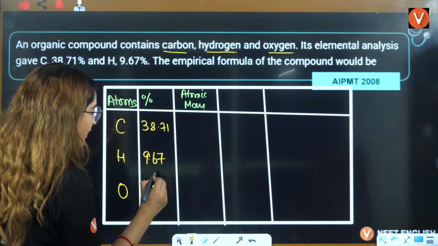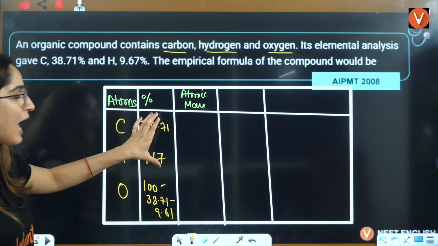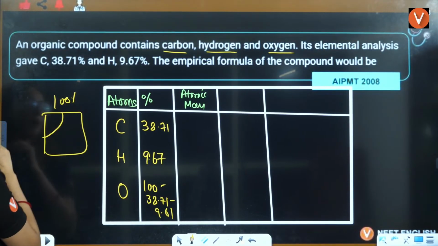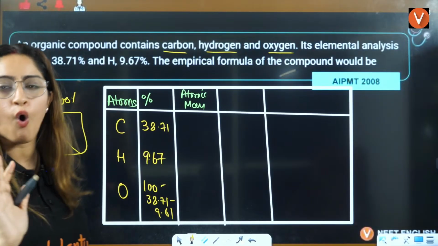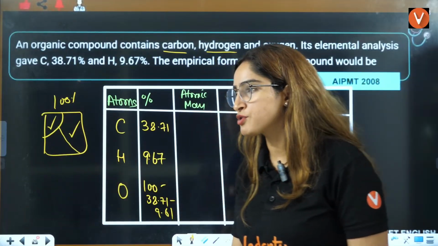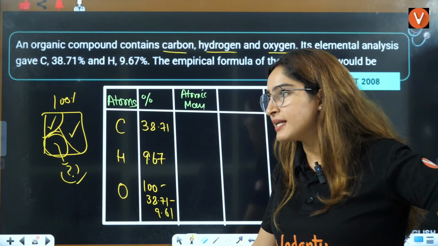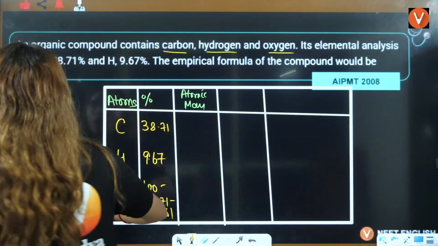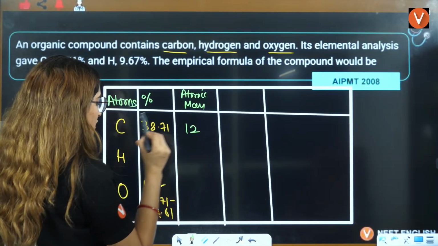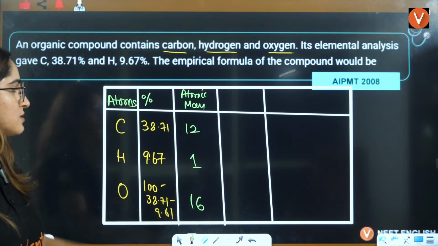Now, oxygen will be what? Oxygen will be 100 minus 38.71 minus 9.67. That means you will subtract these two from the total. See, the total is 100%. Out of this, some part is carbon, some part is hydrogen, some part is oxygen. They have given you how much is carbon and hydrogen. You have to calculate how much is oxygen, that is 100 minus this. Atomic mass here is 12, here it is 1, here it is 16. Okay, this is the atomic mass.